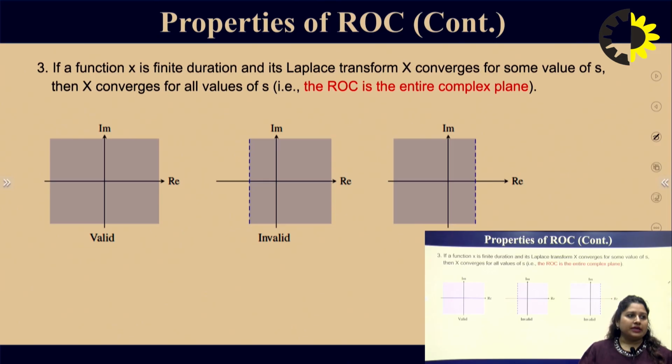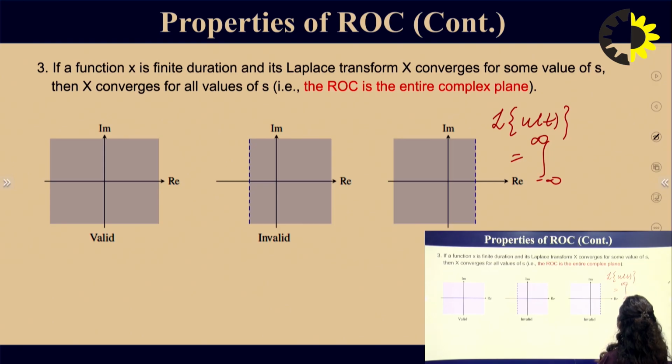The third property: if a function x(t) is of finite duration and its Laplace transform X(s) converges for some value of s, then X(s) converges for all values of s, and the ROC is the entire complex plane. For example, when you find the Laplace transform of u(t), it will be the integral from minus infinity to infinity of x(t) e to the power minus st dt.